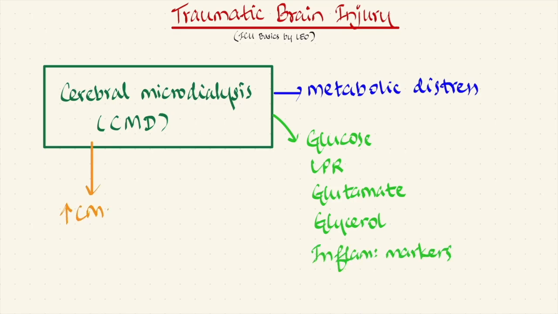Elevated cerebral microdialysis values can hint at the possibility of raised ICP with or without impaired cerebral perfusion pressure. High lactate-pyruvate ratio is also associated with secondary ischemic injury and frontal lobe atrophy at 6 months post-traumatic brain injury. Therefore, it is related to poor clinical outcomes.